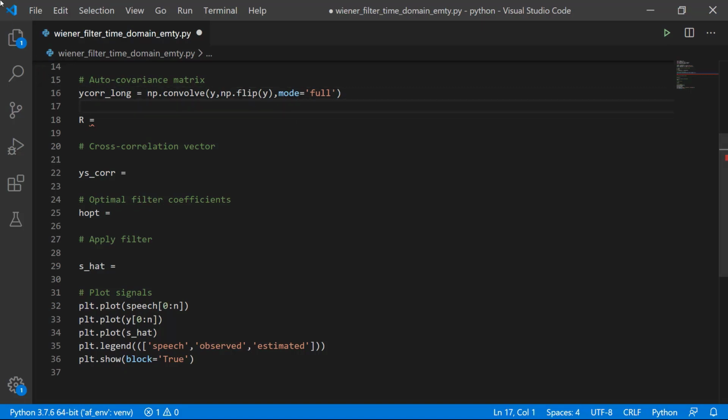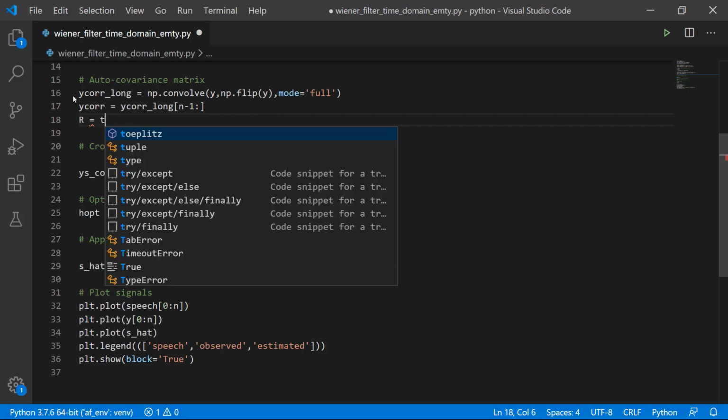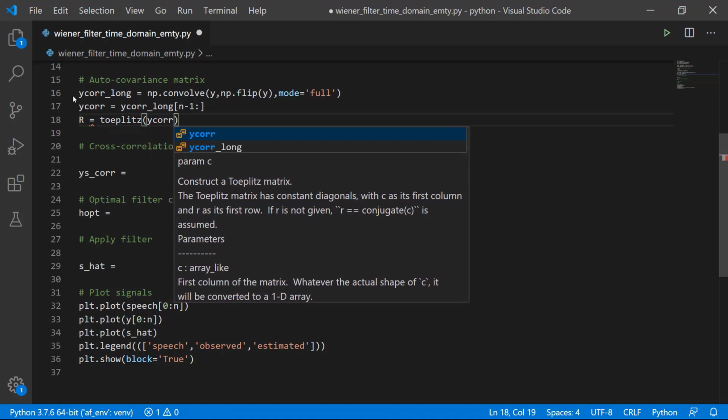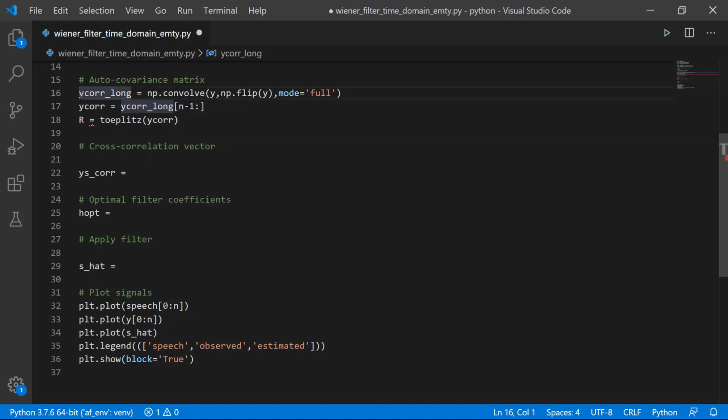Of those samples, we want the second half, since the autocorrelation matrix just needs the non-negative lags. These samples we store in yCore. And now we have all the values to populate our autocorrelation matrix. Remember that the matrix is a tuplets matrix, so the easiest way to create the matrix is to call the function tuplets. And there you have the autocorrelation matrix.